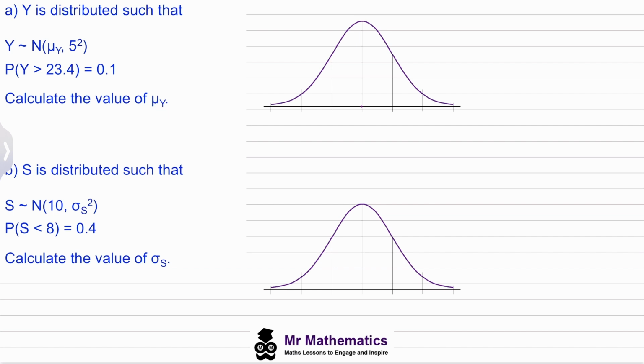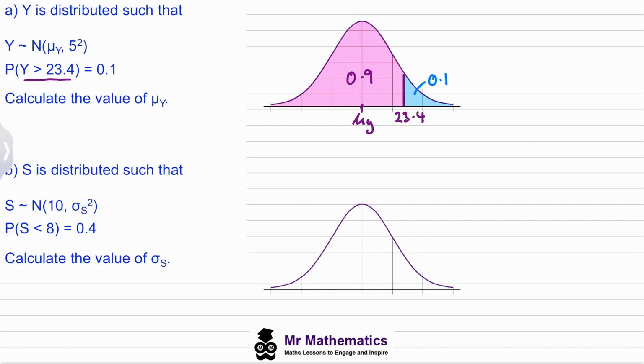So if we mark the mean on our diagram, and the probability that y is greater than 23.4 is 0.1, so that will be about here, where this has an area of 0.1. And if this is 0.1, then it means the area to the left must be 0.9, because 100% of the data is below this curve.